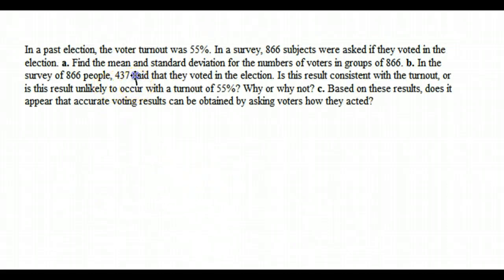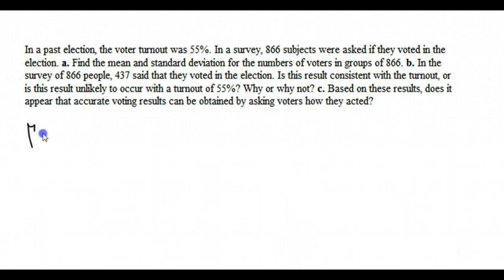Alright, past election voter turnout was 55%. A survey asked 866 subjects if they voted in the election. Find the mean and standard deviation for voters in these groups of 866. So again, this is binomial, under the assumption of independence.